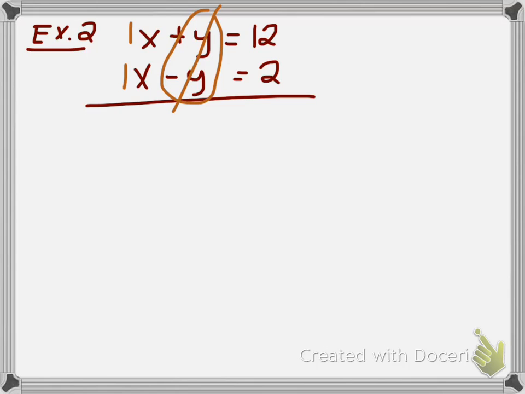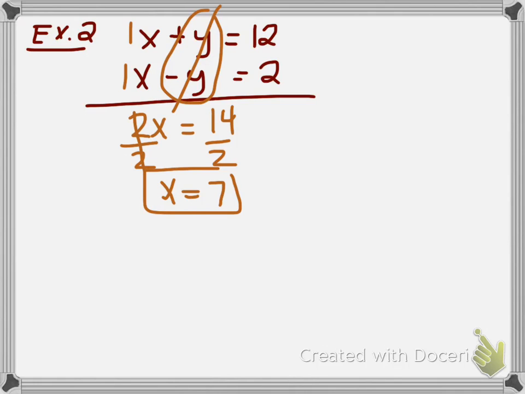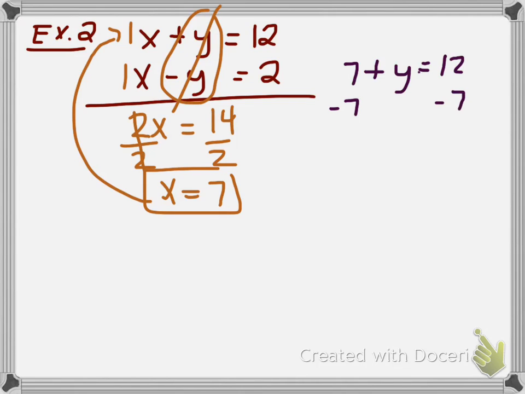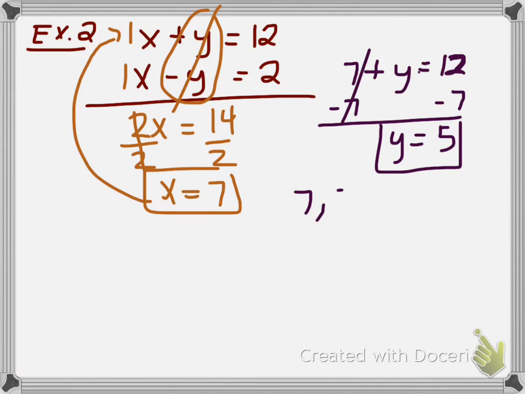So what's 1 plus 1? 2x. And 12 plus 2? That would be 14. I would divide by 2. 14 divided by 2 is 7. So now go plug that 7 into the other equation. So I end up with x, which is 7, plus y equals 12. If I want to solve for y, subtract the 7. 12 minus 7, well that is 5. So this would be my new ordered pair, 7, comma, 5.